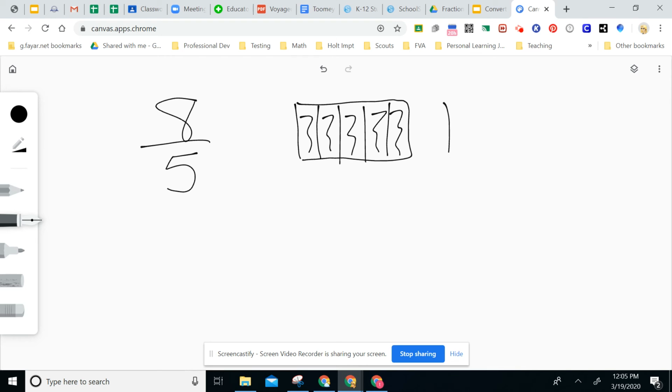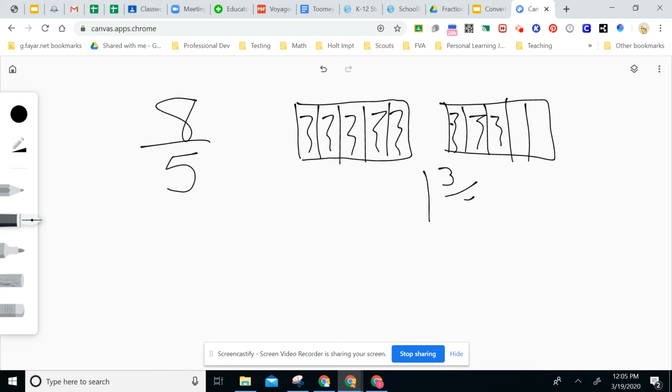But I have 8 pieces, so I need to go ahead and draw another one. Break it up into 5 pieces. And again, if we were doing this perfectly, it would be all equal pieces because fractions are equal pieces. So 5, 6, 7, 8. There's my 8 pieces. So I have 1 and 3/5 right there.